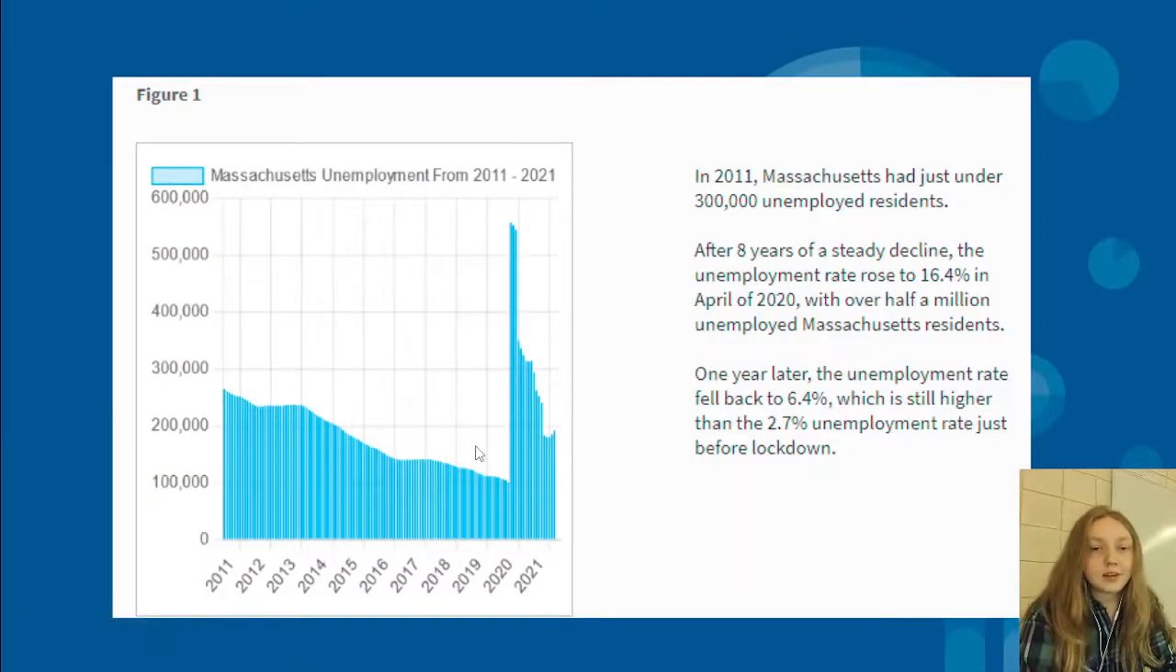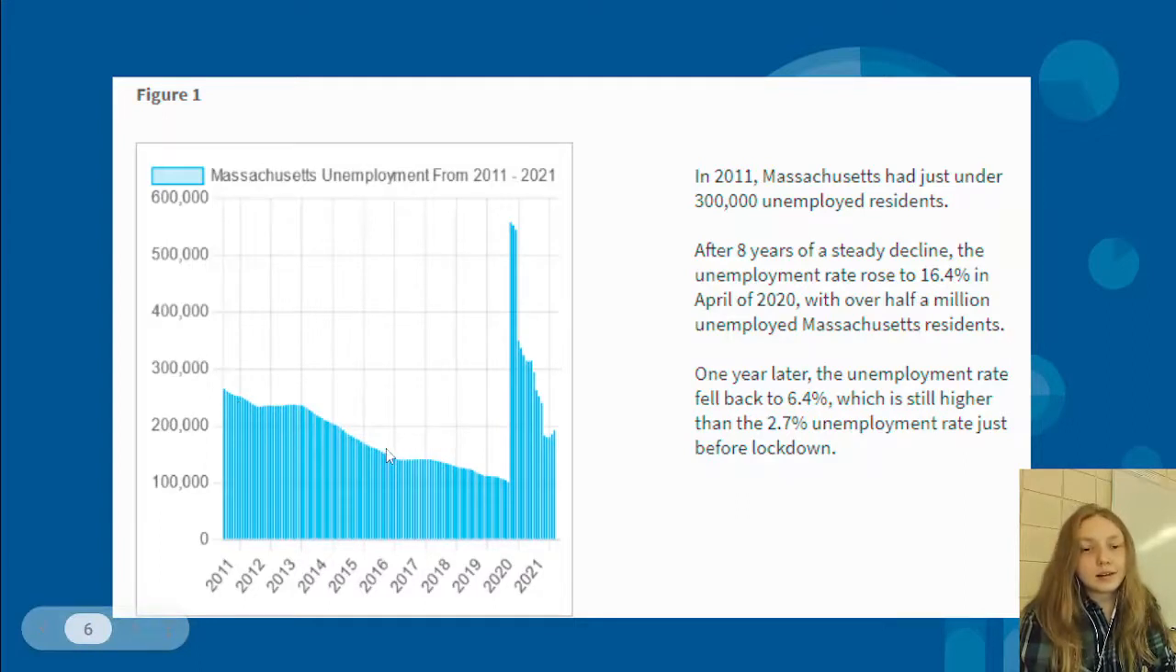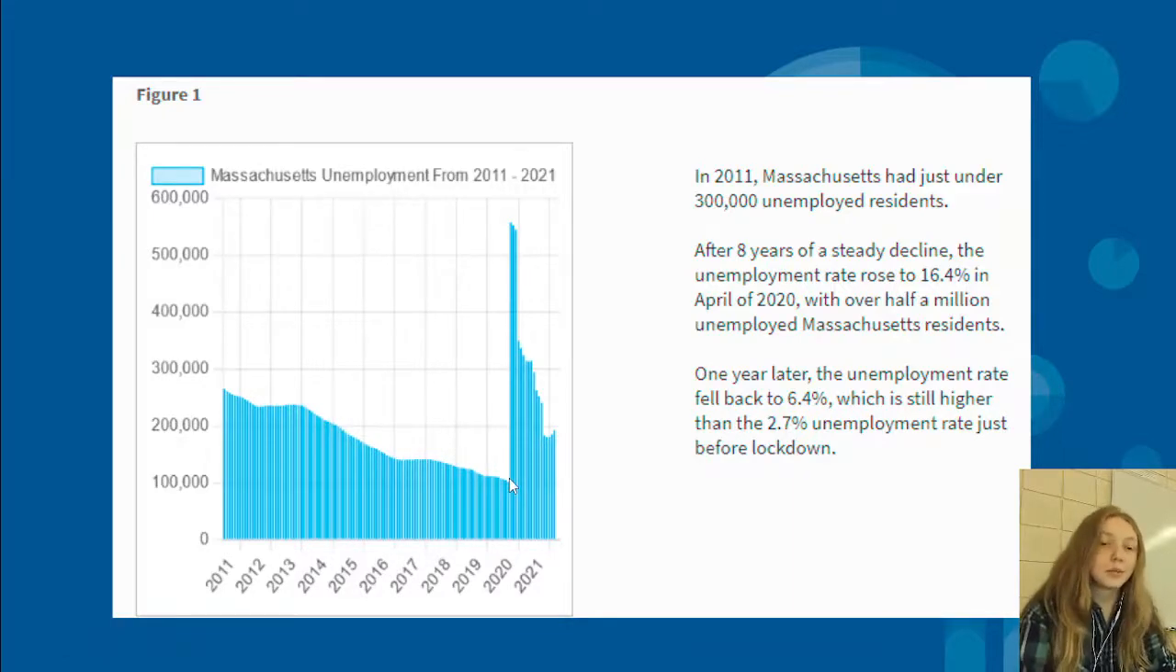And to summarize this data, we can see that in 2011, Massachusetts had just under 300,000 unemployed residents. And after 8 years of a steady decline, the unemployment rate rose to 16.4% in April of 2020. And this resulted in 500,000 unemployed Massachusetts residents. 1 year later, the unemployment rate fell back down to 6.4% right here, which is still higher than the 2.7% unemployment rate that we had just before lockdown, which for Massachusetts was a record low unemployment rate.